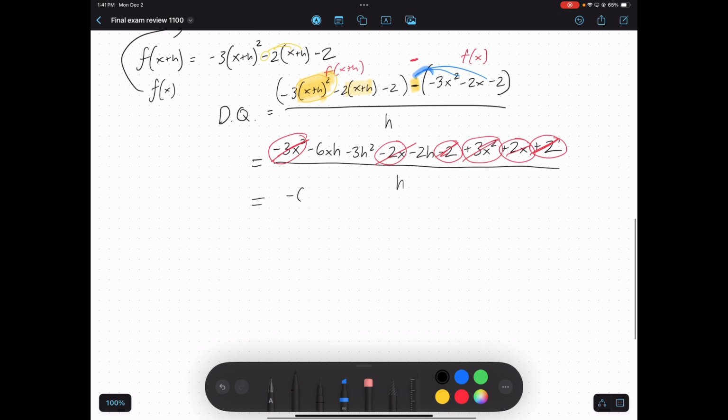And that leaves me with -6xh minus 3h squared minus 2h, all over h. Since every term in the numerator contains an h, what can I do? I can factor out an h. And I'm left with -6x minus 3h minus 2, all over h. These h's cancel, and I'm done.